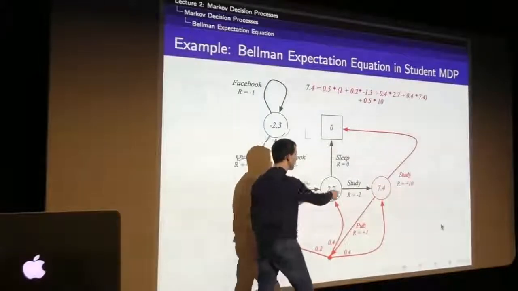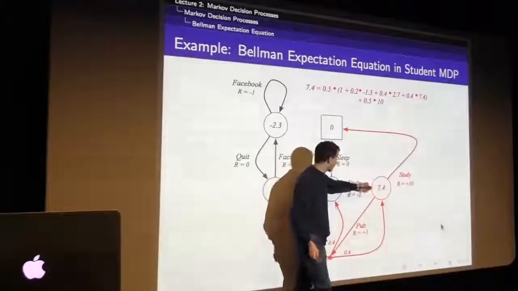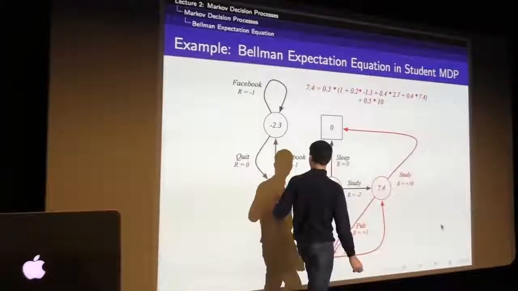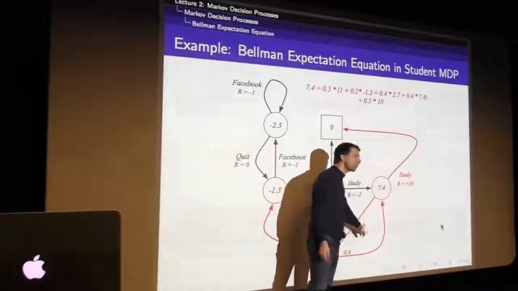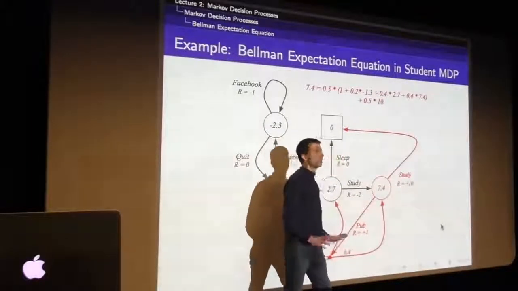So you can think of this as basically telling you the dynamics. If you take this pub action, you're basically going to be teleported to here, or here. You'll get a +1 reward along the way, and the probability of ending up here, or here is given by these numbers. That's what it means.